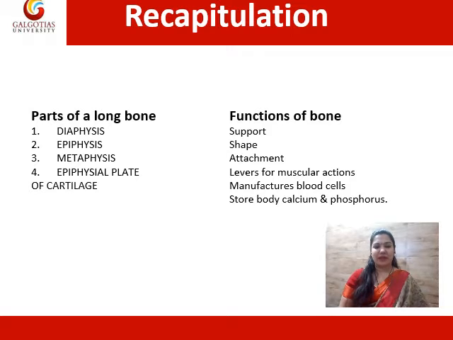In our previous class, we discussed the parts of bone and the function of bone. We discussed that the bone has diaphysis, epiphysis, metaphysis and epiphyseal plate of cartilage as its parts. And we discussed that a bone gives support to the body, gives shape to the body, provides attachment for muscles and ligaments, acts as a lever of muscular action, manufactures blood cells and stores body calcium and phosphorus. So these things we discussed in our last class.